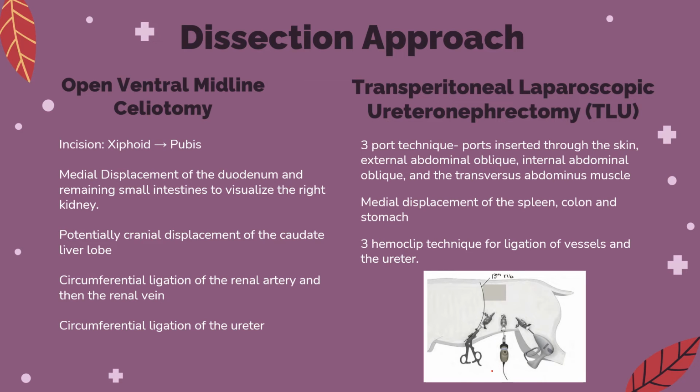Once that's done, a simple circumferential knot will be used to ligate the ureter, and then distal to that, the ureter can be transected, and the kidney and its associated ureter can be removed from the body.